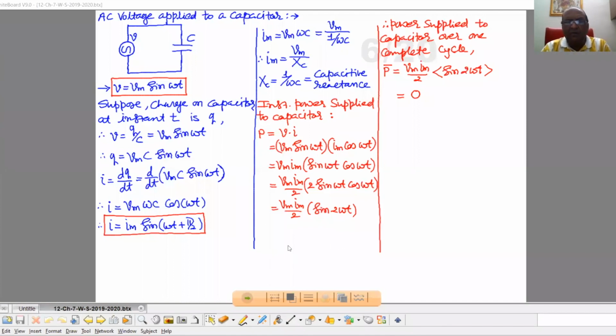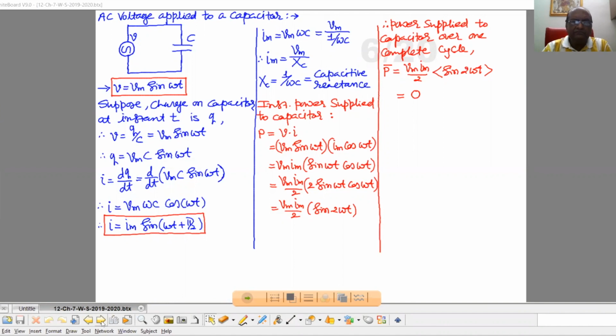But if we think about the average power supplied over one period or one complete cycle, we have to take the average of sin 2 omega t. But the average of sin 2 omega t is equal to 0.